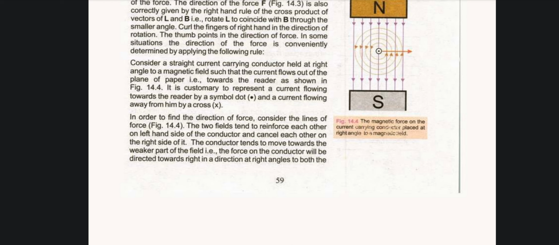The conductor tends to move towards the weaker part of the field. For example, the force on the conductor will be directed towards the right, in a direction at right angles to both the conductor and the magnetic field. This rule is often referred to as the extension of the right-hand rule. It can be seen that the direction of the force is the same as given by the direction of the vector L cross B.